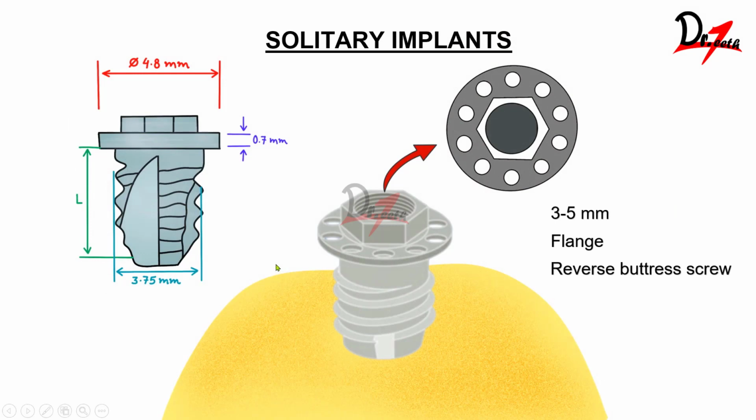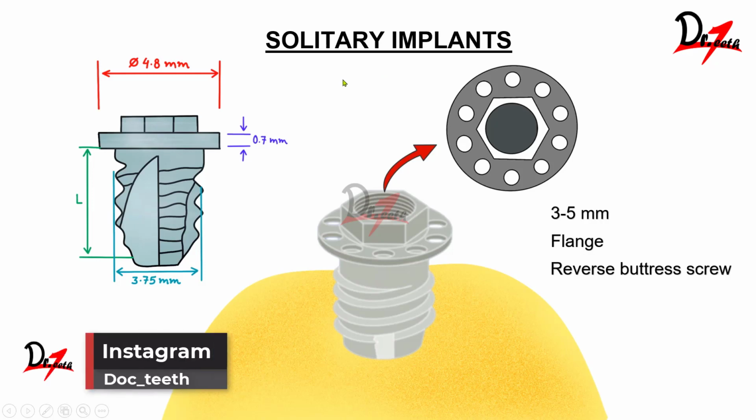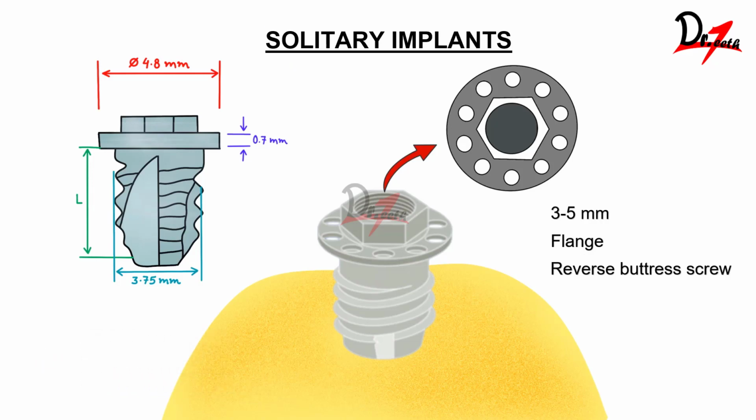Now talking about the implant design. The implants can be broadly classified into solitary implants, meaning individual implants, or collective implants, meaning grouped implants, meaning they are in groups. So first we will talk about the solitary implant. Now this is a classical craniofacial implant design. These implants are short implants, 3 to 5 mm long. They also have a flange. As you can see, it has a flange of 5 mm with perforations.